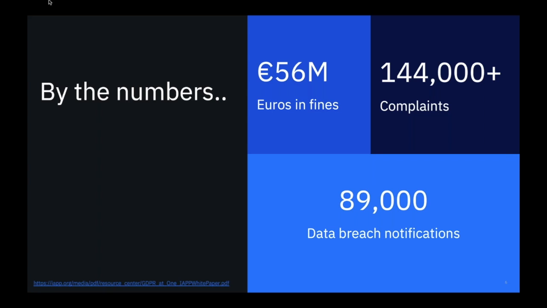The Austrian Post had a pretty significant fine, but as of last May, the numbers were 56 million euros in fines, 144,000 complaints, and 89,000 data breach notifications. That's a lot. We also saw 500,000 registered data protection officers. So if anyone out there is looking for a career change, that might be a good one to choose. 500,000 registered data protection officers is a lot.